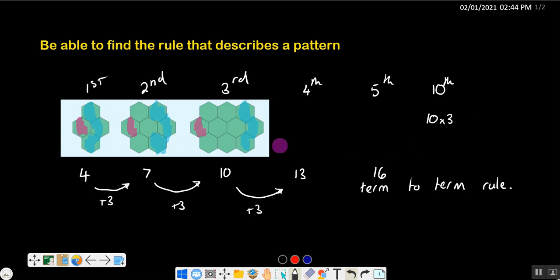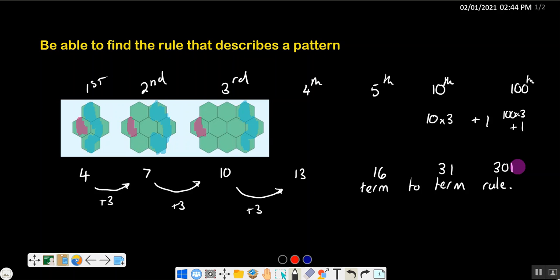Okay, so when we look at how it's structured, we have got 10 lots of 3, but we've also got the +1 on every time. So the 10th term is actually 31. And then we could say the 100th term is 100 lots of 3 plus 1. So it's 301.